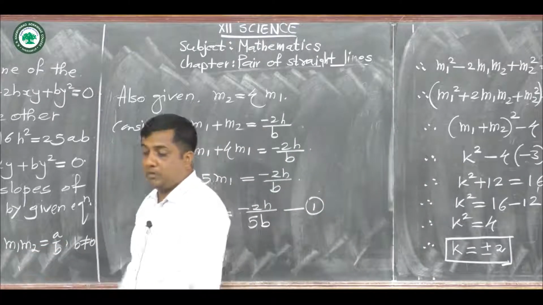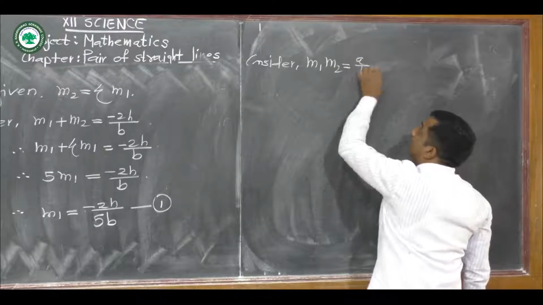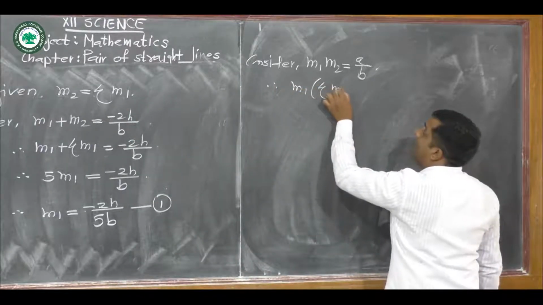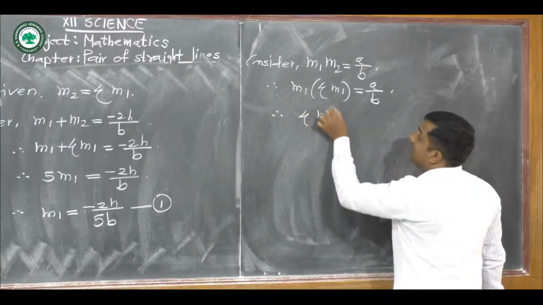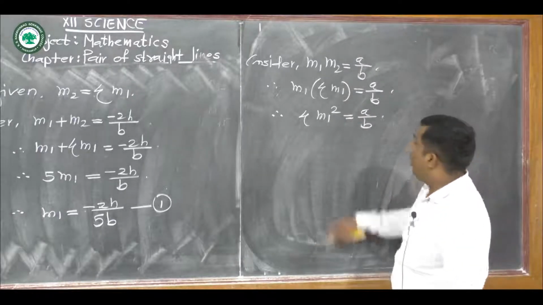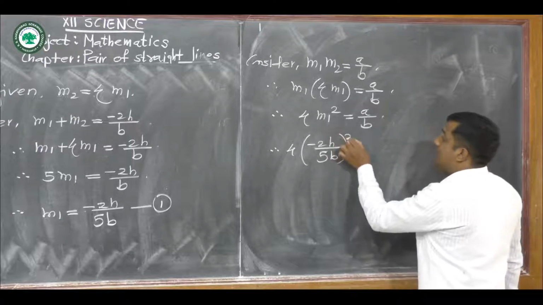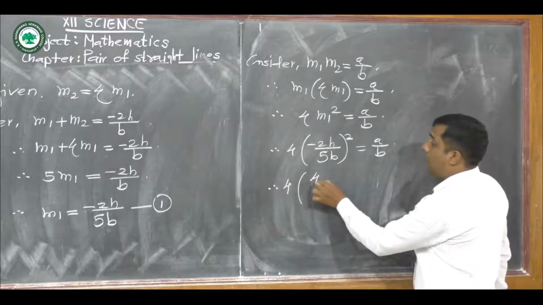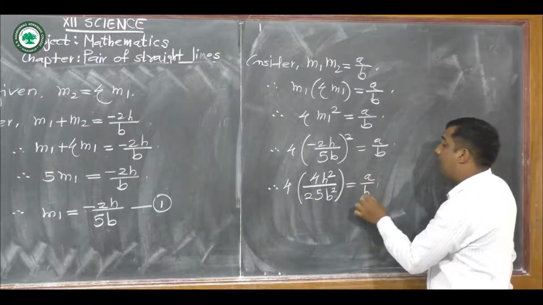Now we consider the product of the slopes. m1 m2 is equal to a upon b. We know m2 is 4m1, so we replace m2 by 4m1, and m1 into 4m1 is 4m1 square, which is equal to a upon b. Now we know m1 is minus twice h upon 5b, so we replace m1 by minus twice h upon 5b, and its square, into 4, is equal to a upon b. Then I write 4 into, minus twice h square is 4h square, divided by 5b square, which is 25b square, equal to a upon b.